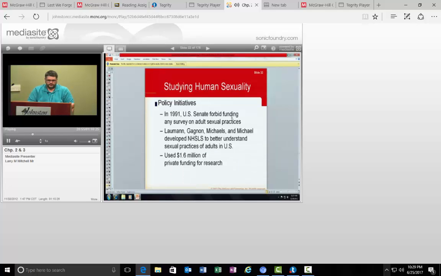All right, so some examples here of this applied sociology on the social policy level through the U.S. government is the point right here in this slide we see.